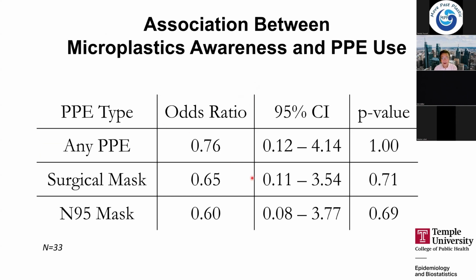As you see here, the odds ratio is less than 1. That means a more contrary result: those who are not aware of microplastics are likely to wear more personal protective equipment. So we were perplexed. But as you see here, this result is not statistically significant. Maybe this is because of our small sample size, or maybe there is some other reason that we couldn't capture in our survey study.